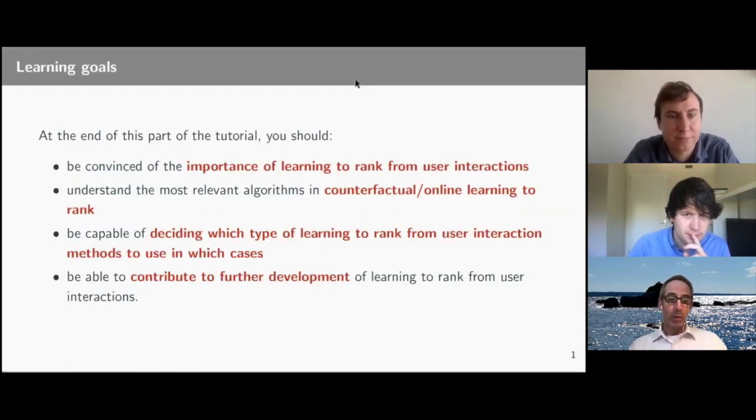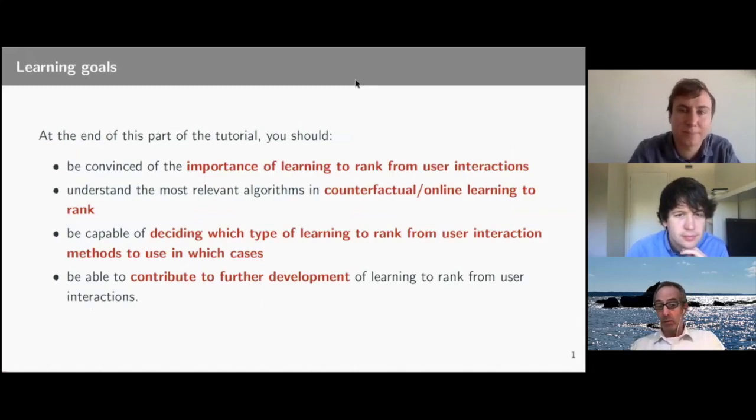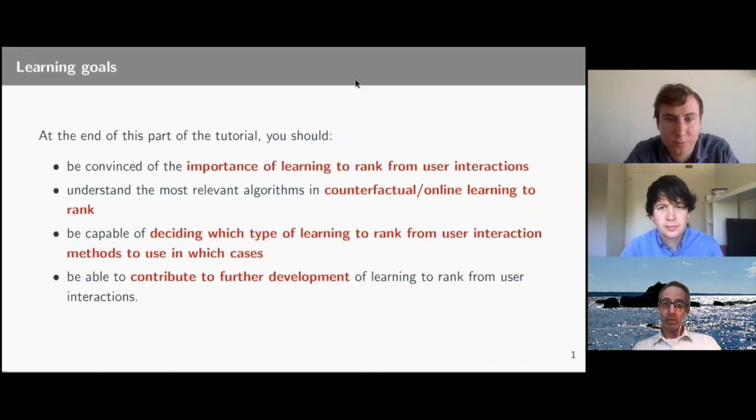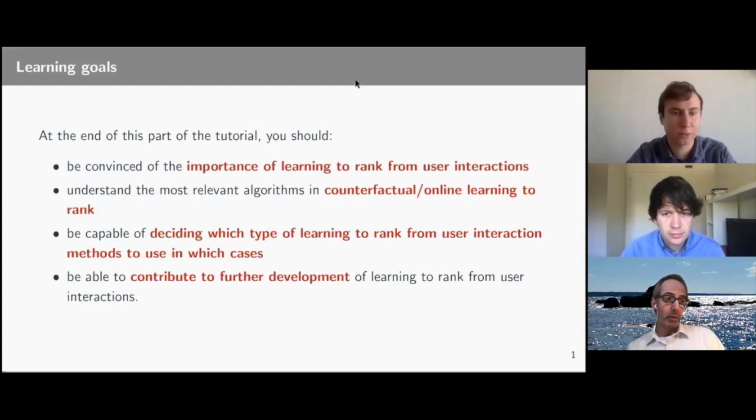So what we have in mind is the following. Hopefully by the end of this tutorial, you should be convinced of how important it is to learn to rank from interactions with users. We hope that you understand the most relevant algorithms in this space, both in counterfactual learning to rank and in online learning to rank. Ideally, you're also capable of deciding what type of learning to rank from user interactions you should use, in which cases. And hopefully at the end of this, you'll also be inspired to contribute further development of methods for learning to rank from user interactions.